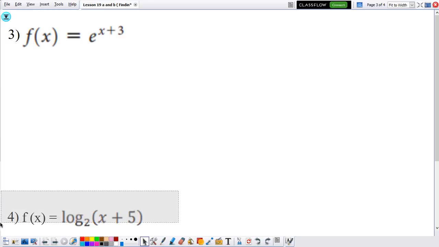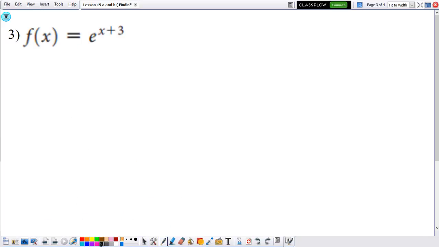Third example here. Don't look at 4 yet. Let's see, what do we know about 3? Again, the first step is always the same. When we're finding the inverse, if it's written in terms of f of x, we write it in terms of y. So now we have y equals e^x + 3. Good.